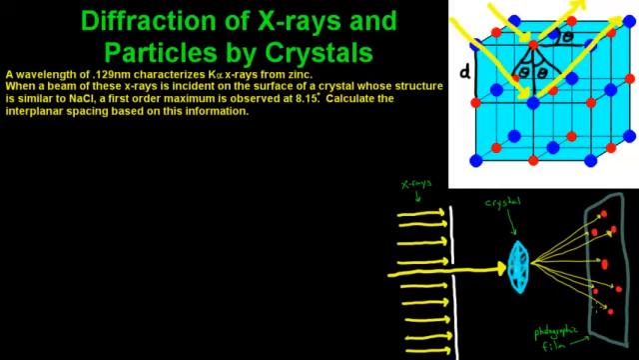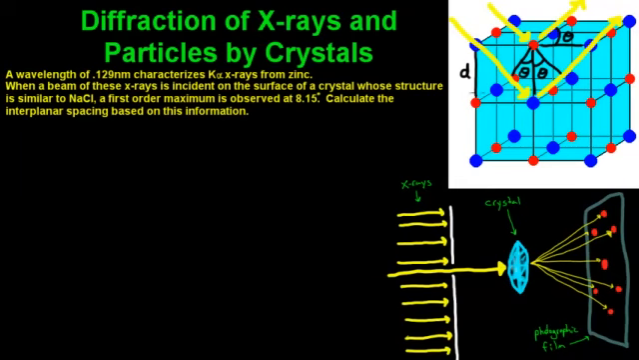Hi guys, today we're talking about the diffraction of X-rays and particles by crystals. So the problem here says a wavelength of 0.129 nanometers characterizes K-alpha X-rays from zinc. When a beam of these X-rays is incident on the surface of a crystal whose structure is similar to sodium chloride, a first order maximum is observed at 8.15 degrees. Calculate the interplanar spacing based on this information.